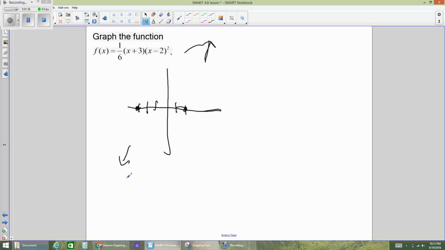Okay, now the other thing I know that's important about this function is at that 2, there will be some form of a bounce. That's the only thing I want you to draw right now for your graph. But for your information, you can plug it into your calculator and see what it is supposed to look like. Okay, let's do the next one.